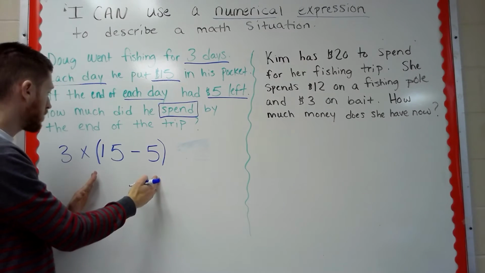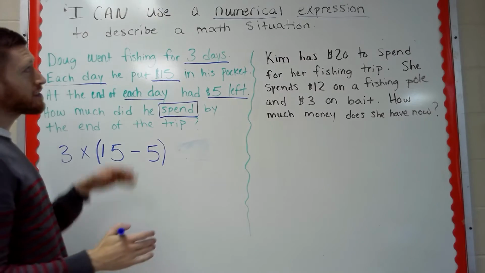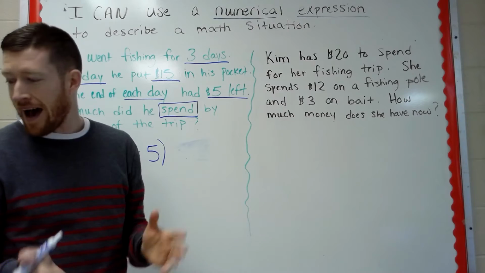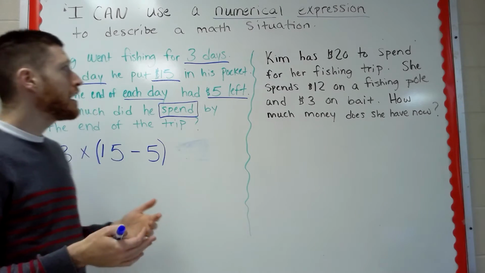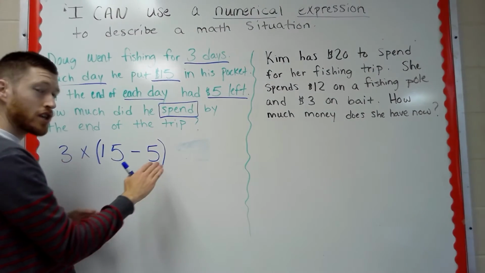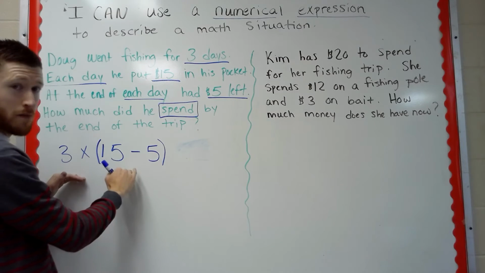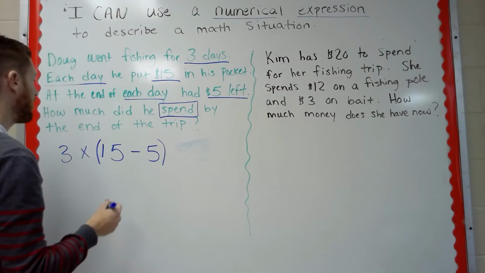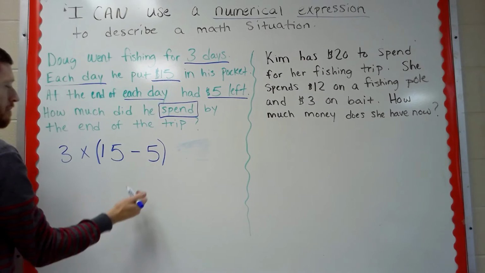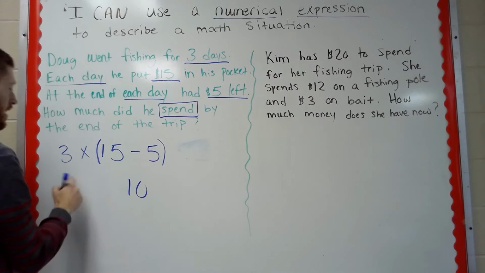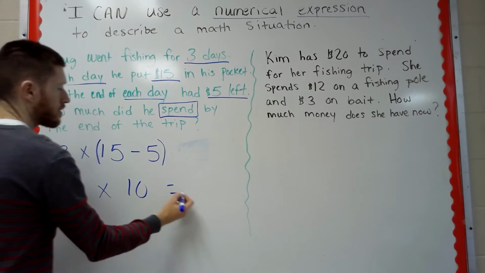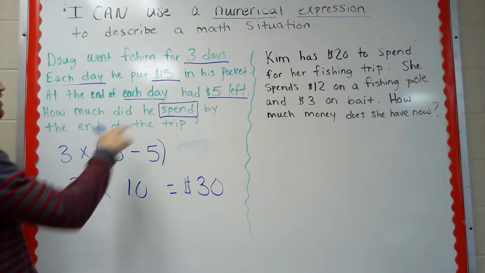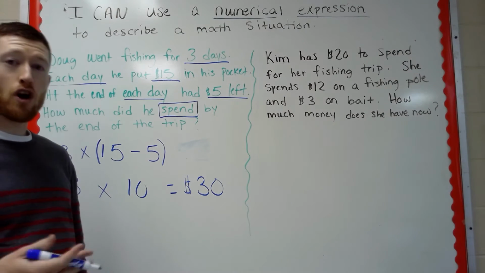Now, this I can statement, this learning target, isn't asking us to solve it, but I always like to find the answer to a problem. It's really just asking you to match a numerical expression, and this is a numerical expression. It's a math problem to help us find the answer. But let's go ahead and find the answer. 15 minus 5 is 10, and 3 times 10 equals 30. So how much did he spend by the end of the trip? He spent $30 in all.